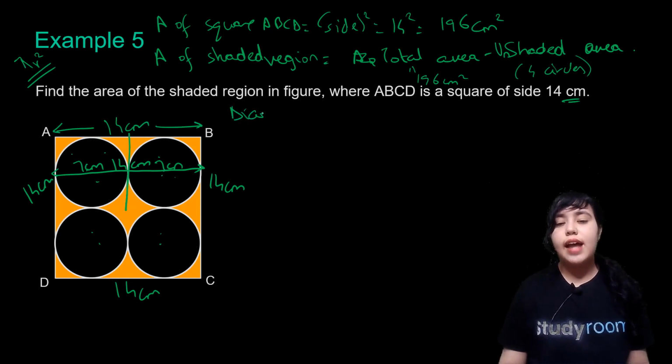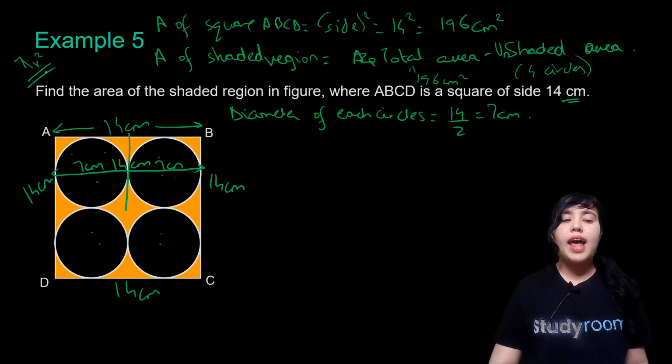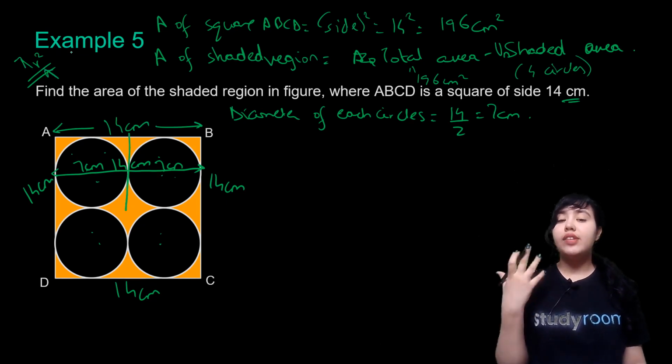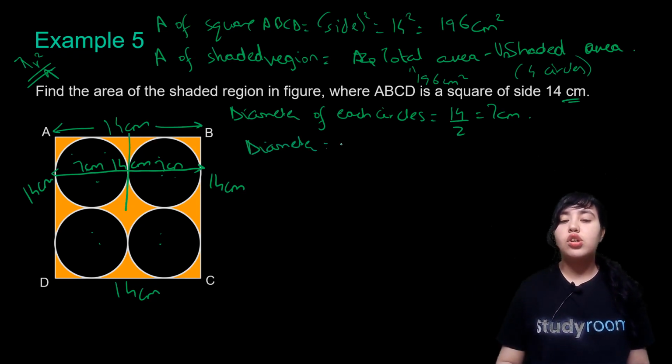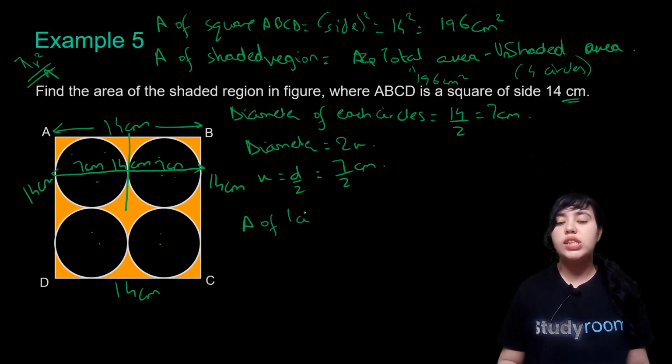So we can say that diameter of each of these 4 circles is equal to 14 upon 2, is equal to 7 centimeters. But I am interested in finding out the radius. Is there any relation between diameter and radius of a circle? Yes. Your diameter is 2r. So your r is equal to d by 2. So what is d over here? 7. So 7 by 2 centimeter. If I know this radius, I can easily find out area of one circle. That will be what? Pi r square.